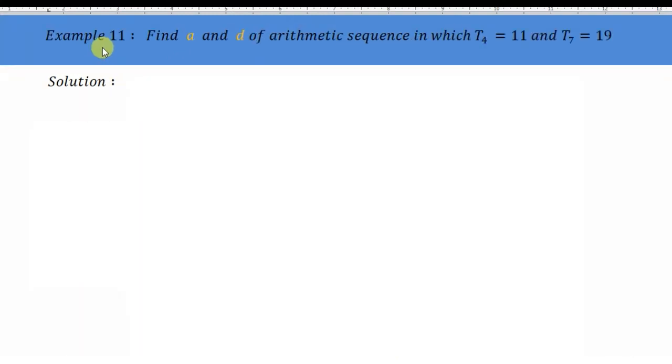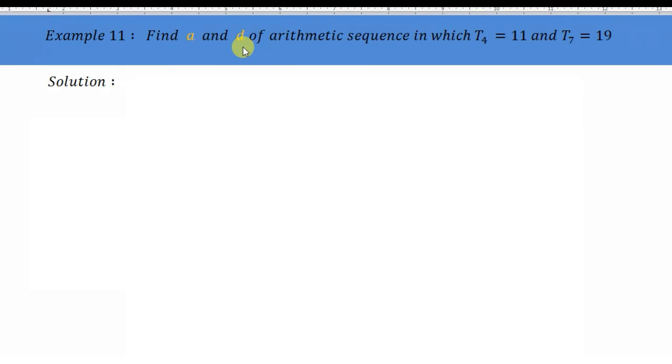Example 11. This example is very different from the examples which we have solved, and a very interesting one. So let us see how it is. Find A and D of the arithmetic sequence in which T4 is equals to 11, that is the fourth term is 11, and T7 is equals to 19, that is the seventh term is 19. And they are telling us to find A and D. What is A? A is the first term and D is the common difference.